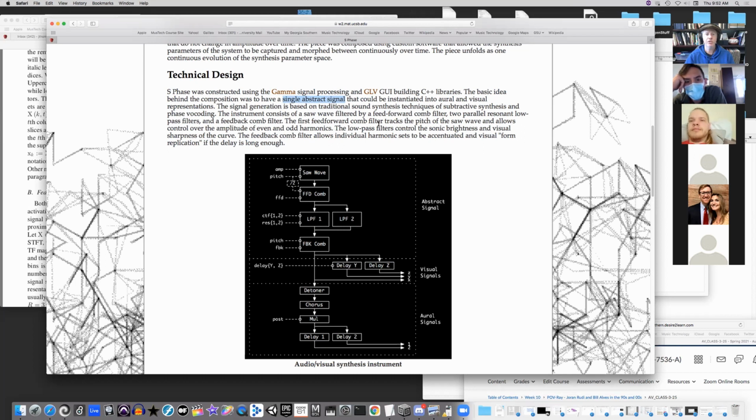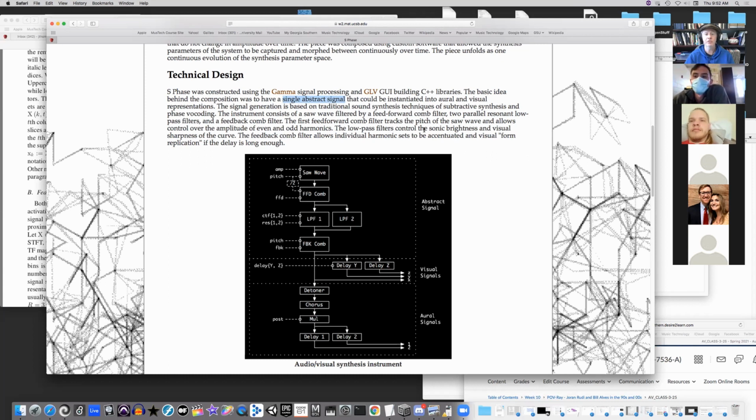The first feed-forward comb filter tracks the pitch of the saw wave. So we change the delay time of the comb filter based on the input of the saw wave, which here it looks like he says is divided by 2. And it allows control over the amplitude of even and odd harmonics.